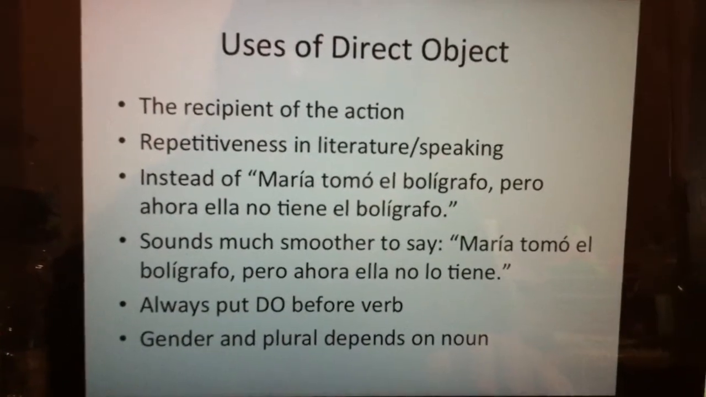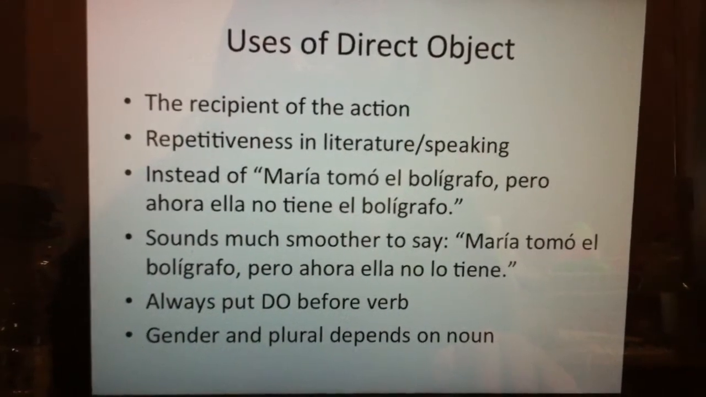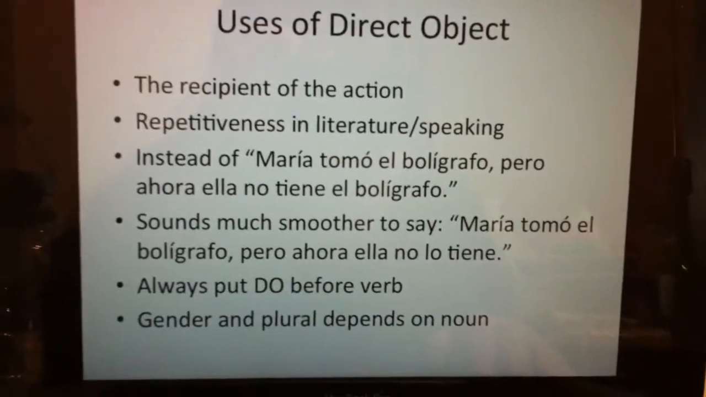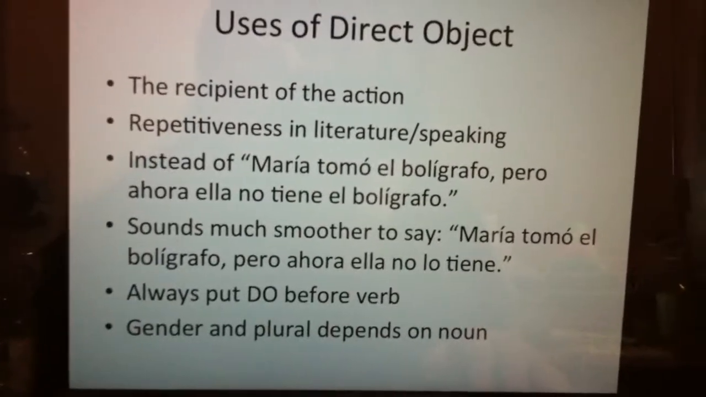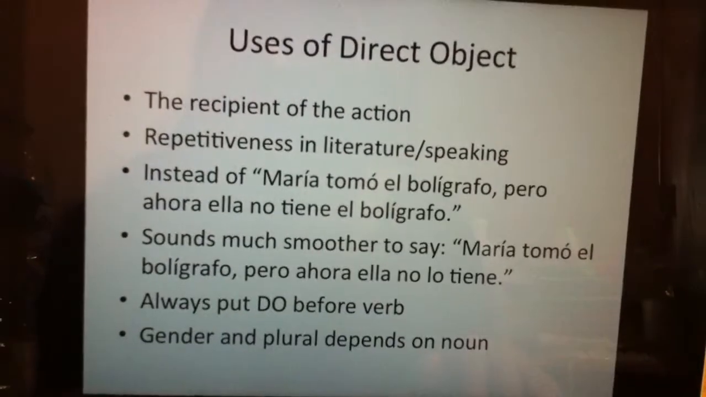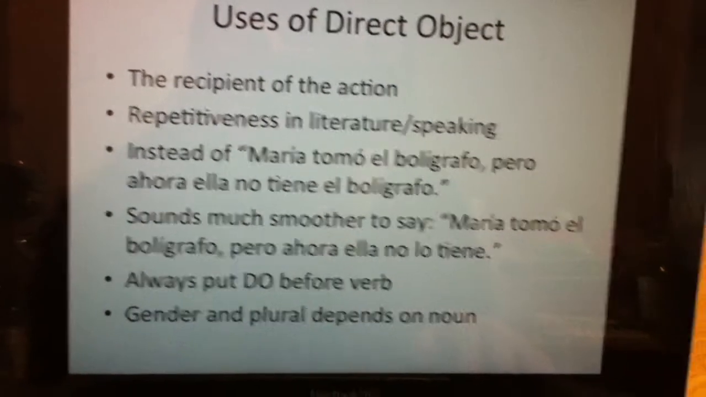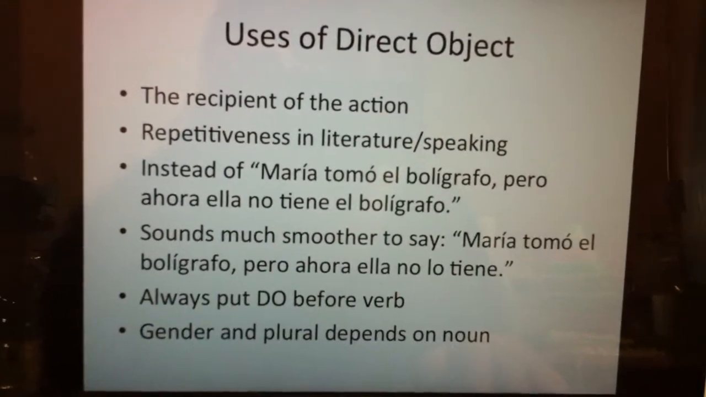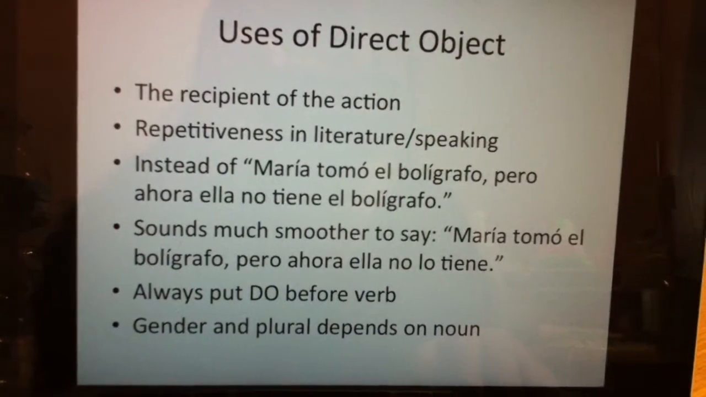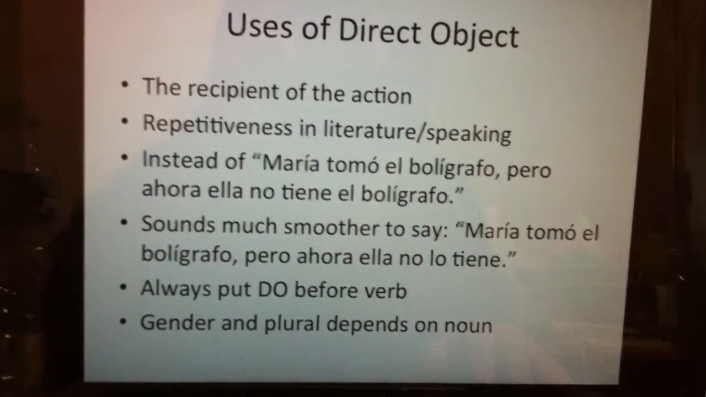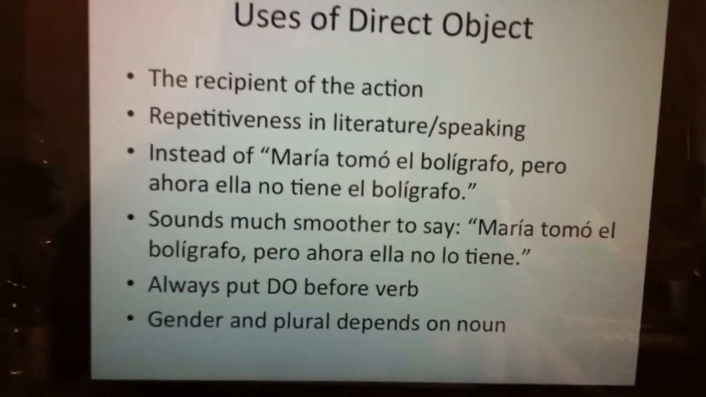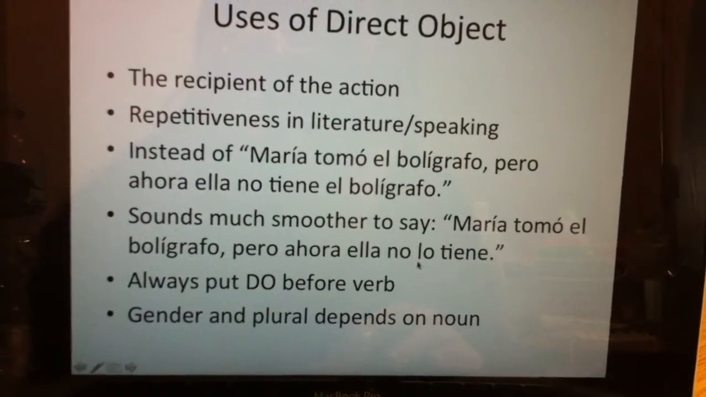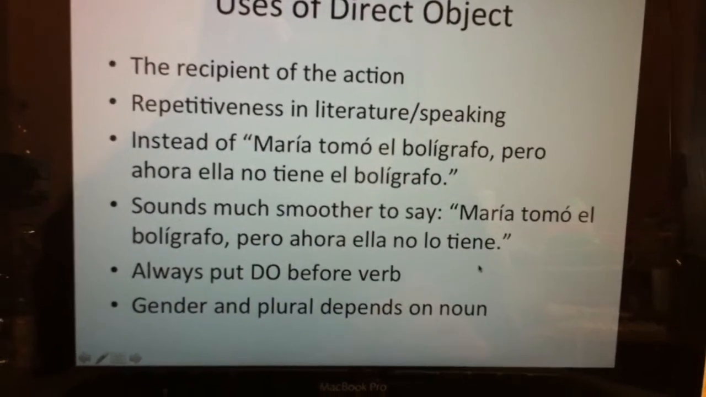For example, instead of saying María tomó el bolígrafo, pero ahora ella no tiene el bolígrafo. That translates to Maria took the pen, but now she does not have the pen. It sounds much better to say María tomó el bolígrafo, pero ahora ella no lo tiene, which is saying Maria took the pen, but now she doesn't have it. You always put the direct object before the verb. So you put lo tiene. You never put tiene lo.